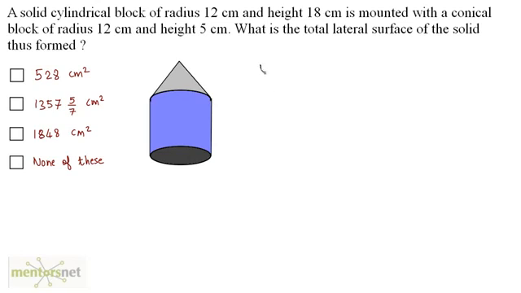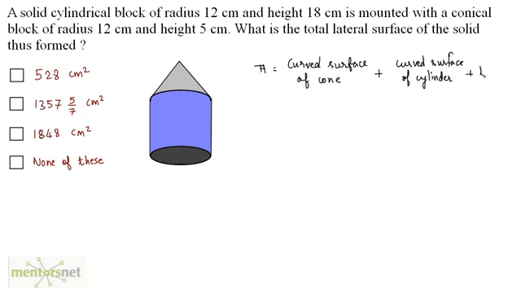Well, the total surface area of this solid will be equal to the area of this gray portion plus the area of this bluish portion plus the area of this black portion. This gray area is basically the curved surface area of the cone. This bluish area is the curved surface area of the cylinder, and this black area is basically the area of the base of the cylinder, right? So we need to calculate all of these areas and then add them up.